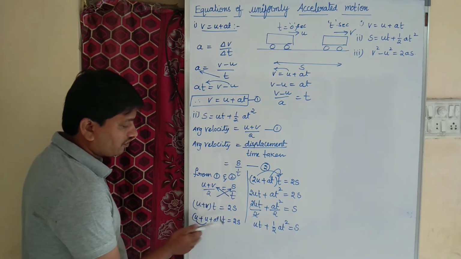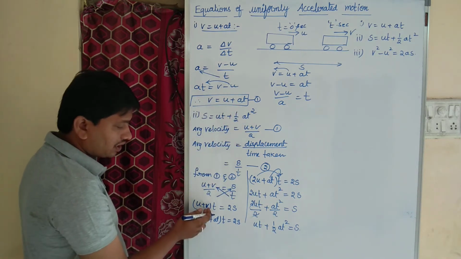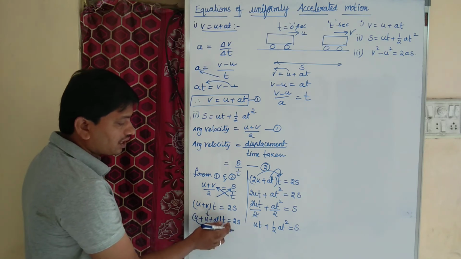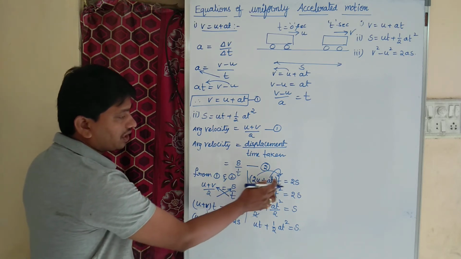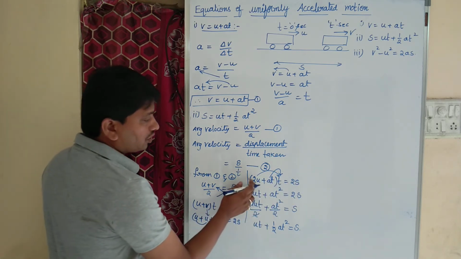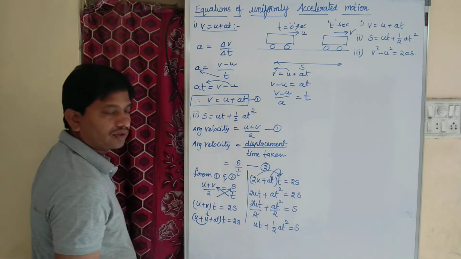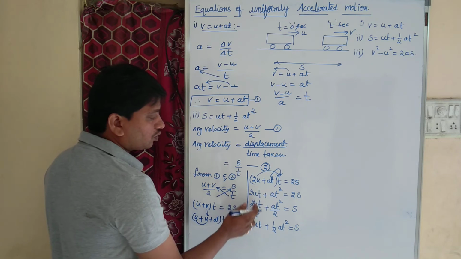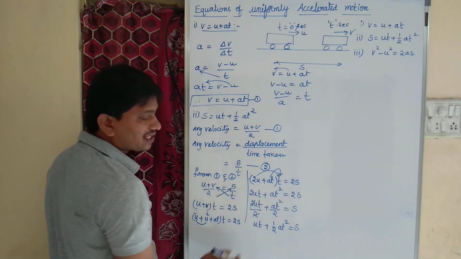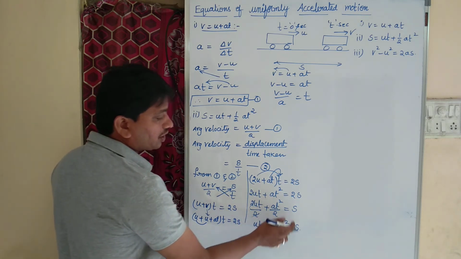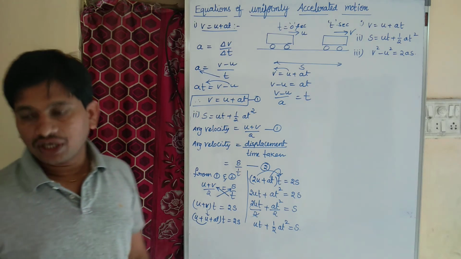In the place of v, I can write u plus at. That is the reason in the place of v I wrote u plus at. u plus u, 2u, plus at, into t equal to 2s. 2u into t, 2ut, plus at into t, at square, equal to 2s. As 2 is multiplying, transpose: 2ut by 2 plus at square by 2 equals s. 2 gets cancelled. We got ut plus 1 by 2 at square, nothing but s. This is our second equation of motion.